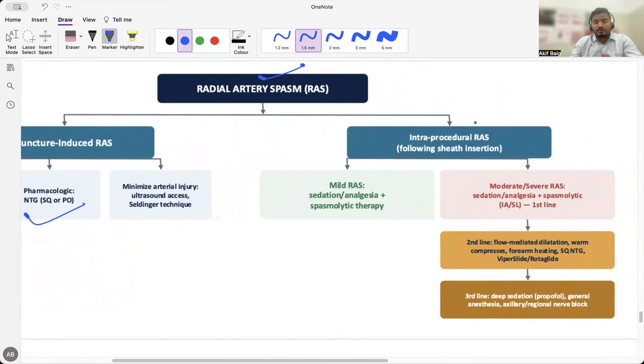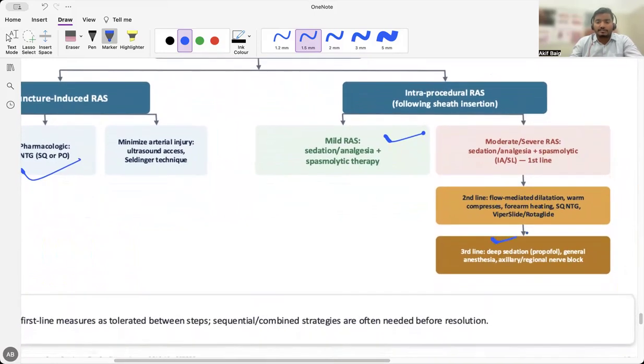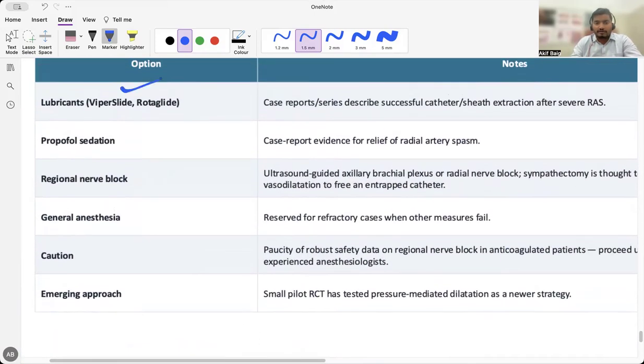Suppose it happens intra-procedure, following sheath insertion, then what you can do is give sedation, or in very severe cases, you can give deep sedation in the form of propofol or anesthesia. So these are the options. There are lubricants like Viperslide or Rotaglide, which may not be available at various centers, but a few studies have shown that they can be useful. You can give sedation with propofol that can relieve the anxiety and spasm. Regional nerve block, that is ultrasound guided axillary brachial plexus or radial nerve block, can be done. General anesthesia is reserved for very refractory cases only, and various emerging procedures have been developed.